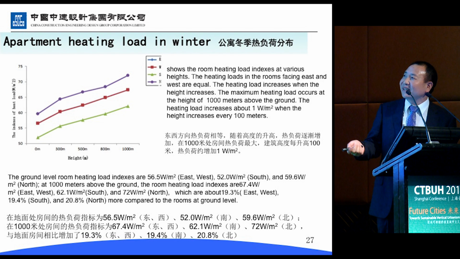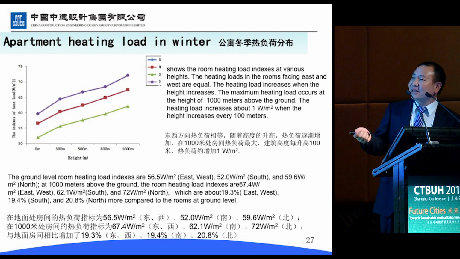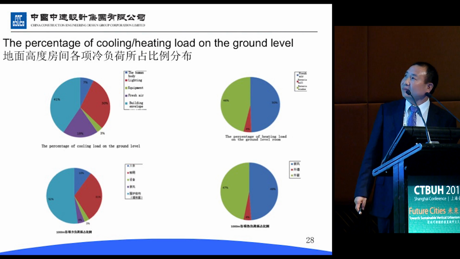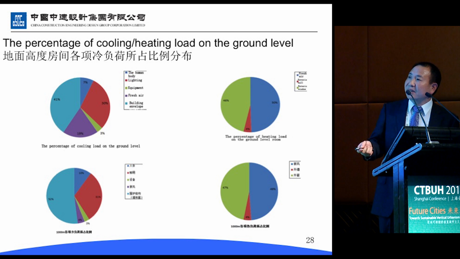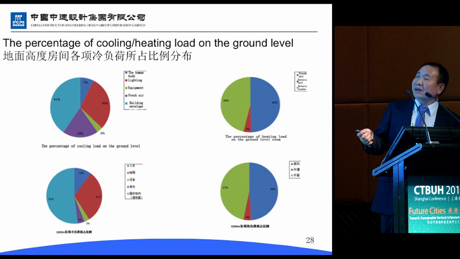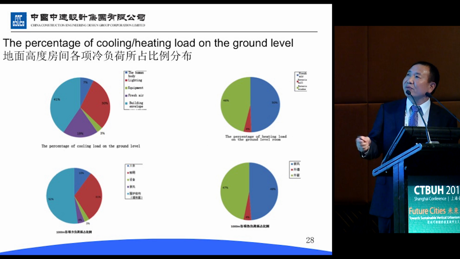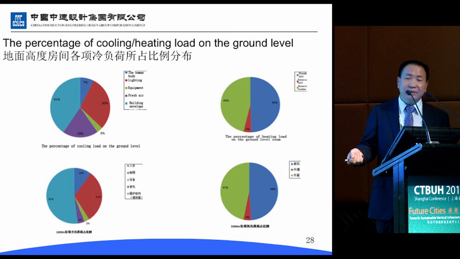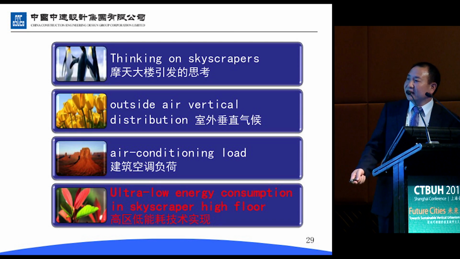Now, this is apartment heating load in winter. This shows the room heating load index at various heights. And the heating load increases when the height increases. The maximum heating load occurs at the height of 1,000 meters above the ground. Now, this is a percentage of the cooling and heating load on the ground level. The one on the left is the percentage of the cooling load on the ground level. The top right is the percentage of the heating load on the ground level room.